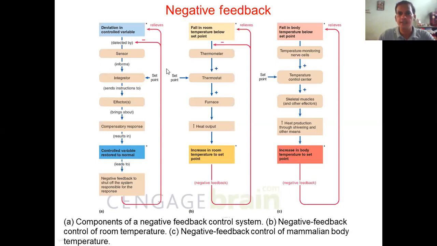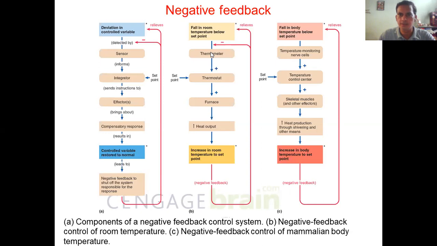Now this is the system which works. Let's see it with an example. What is that example? Let's say there's a fall in room temperature below a set point. Let's say we have set a room temperature at 25 degrees. Now the temperature decreases. Our sensor is a thermometer. This thermometer detects the temperature is going below 25 degrees.